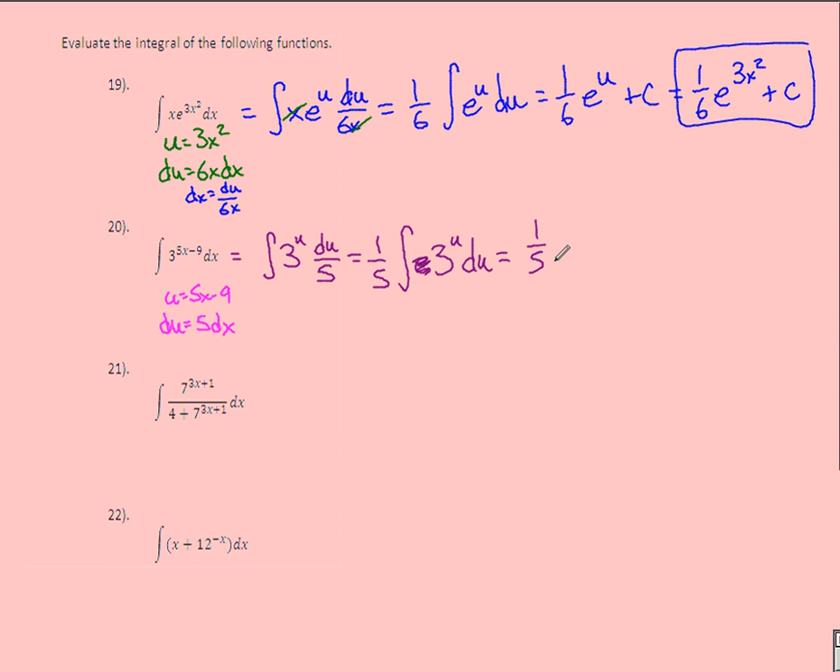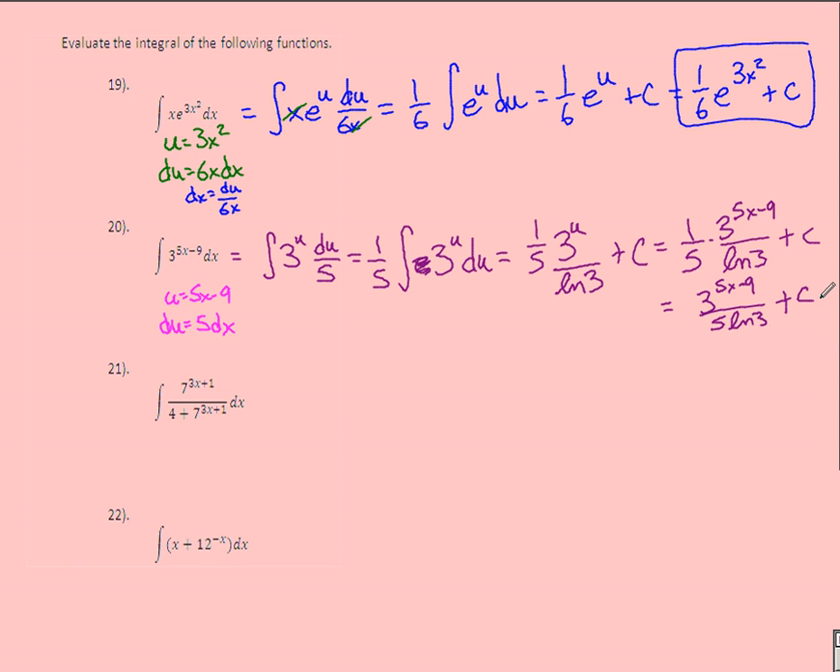Keep the 1/5 in front. 3 to the u, its integral is itself. I need to divide by the natural log of the base, natural log of 3 plus c. My last step again is always just to plug back in for u. So we're going to have 3 to the 5x minus 9 over ln of 3 plus c. You could combine it. One last step would be 3 to the 5x minus 9 over, combine the 5 ln of 3 in the denominator with your plus c at the end.